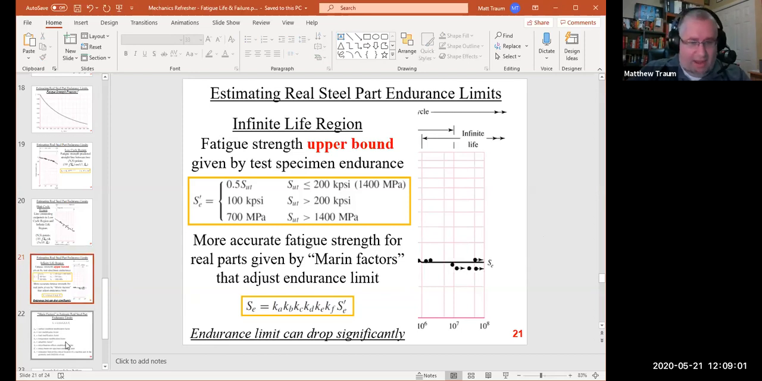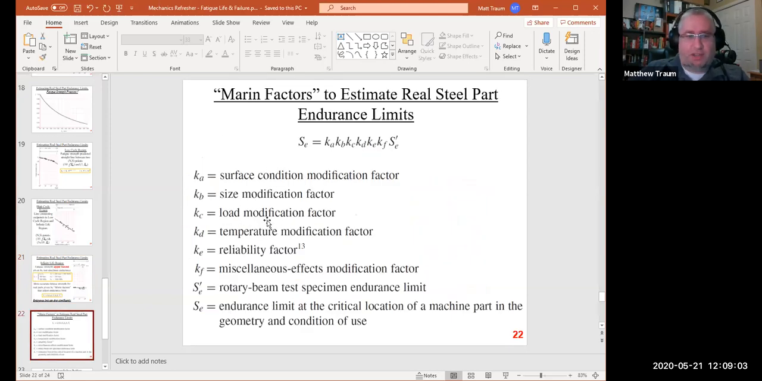So the Marin factors. We've got a bunch of different correction factors. These come out of Shigley, and I'm sure there's more. But surface condition modification, size factor modification. So it turns out that small parts get a size penalty associated with them. Load modification factor. So if you're putting a part in bending rather than rotation, you get to calculate a KC for that. Temperature modification. So if you have a part that's, oh, sorry, go ahead.